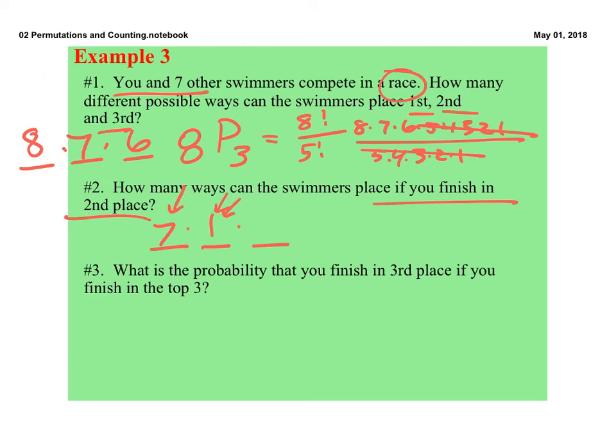You've used up 2 choices by now, so then out of the 8 people, how many are we left with after 2 choices? Oh, there you go. 6. All right. So there's 6 choices for this last spot because 2 people had been used up already. So 7 times 1 is 7. 7 times 6 is 42.